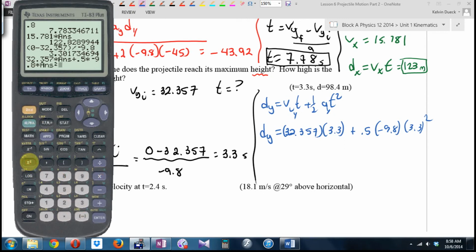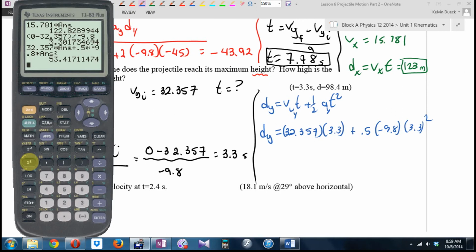Vi t is my answer, so I'll use my answer button, plus a half a t squared. Of course, I get 53.4. Why didn't I get 98.4? Oh, this would be the height from the top of the cliff. Now we have to actually add the cliff.